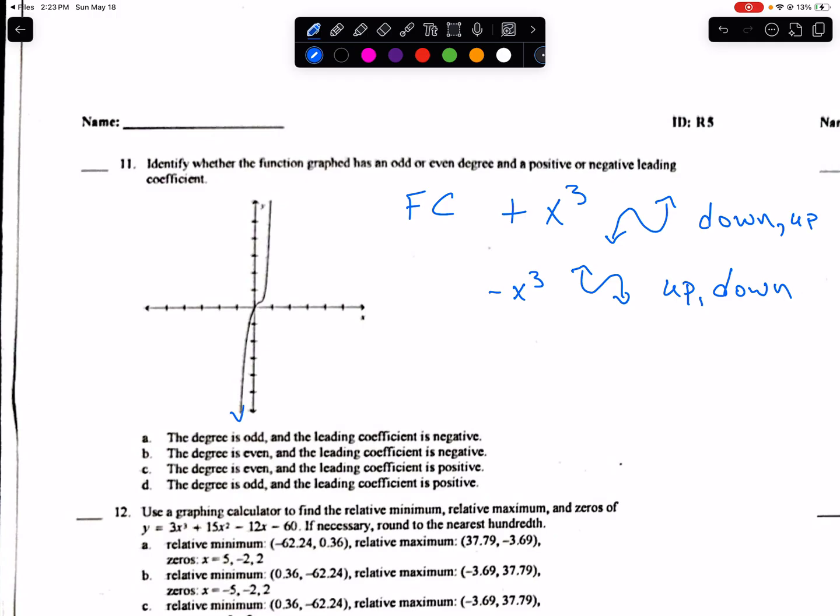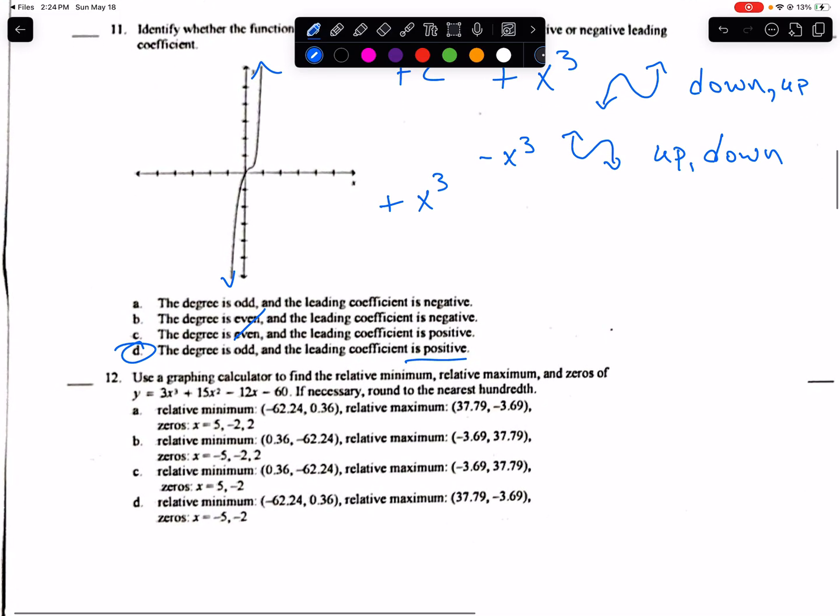So this one is down, up, right? So it's got to be a positive, odd. So the degree is odd, so you can cross off the two even ones. Leading coefficient is positive, so it's got to be d. Okay? All right, next one, graphing calculator.